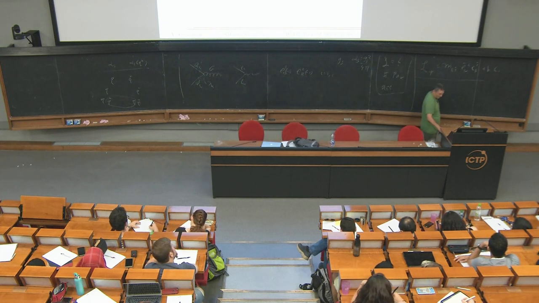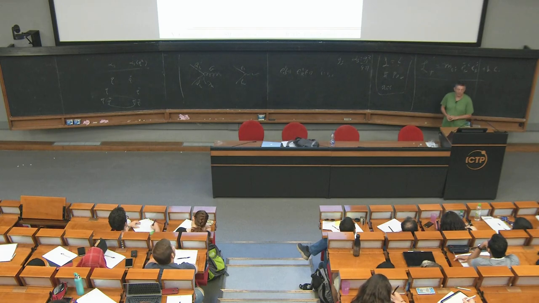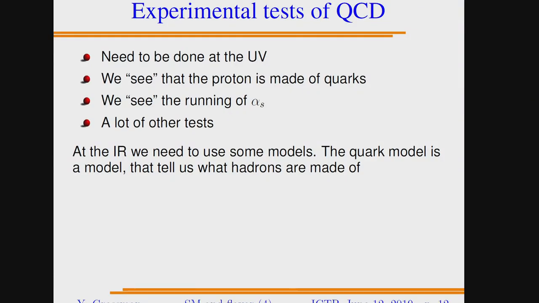Good. So let me talk about some experimental tests of QCD. And we did it at the UV. And we actually see that the proton is made out of quarks. How do we see that the proton is made out of quarks? We take an electron and scatter it off the proton. And when the energy is high enough, we start seeing a scattering of three different particles.